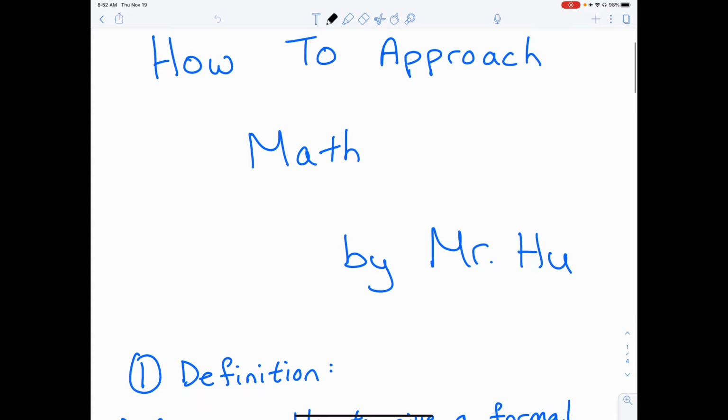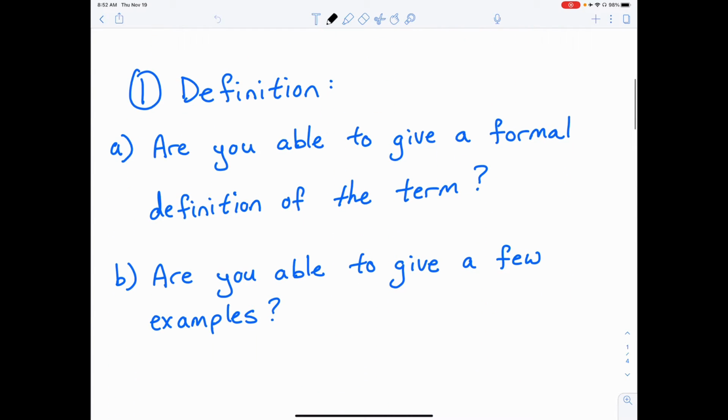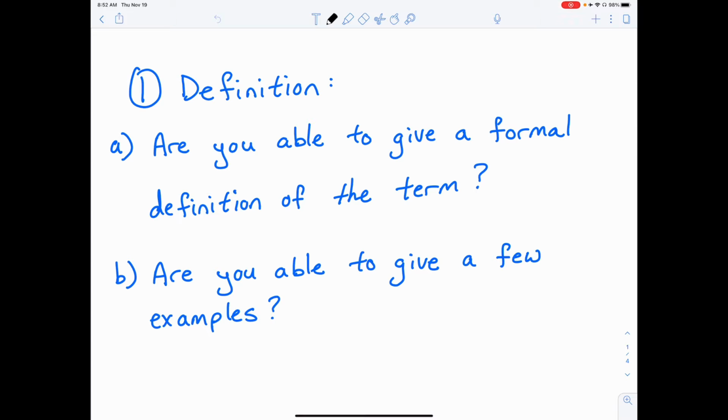The first thing I always tell the students is we need to take a look at the definition of anything in terms of vocabulary, new ideas within that section, right? So first of all, by definition, well, what do we mean, right? Well, let's say here, are you able to give a formal definition of the term, right? Are you able to give a few examples of that term? So pretend if I was a new student coming into your classroom. Are you able to explain to me what does this word mean? That is what we want from definitions.